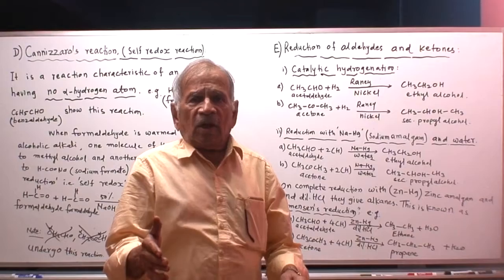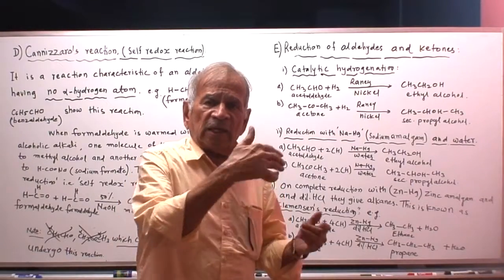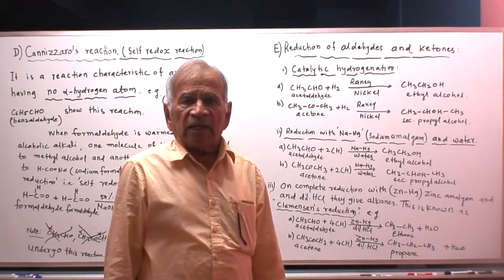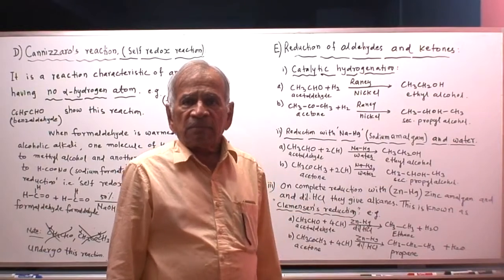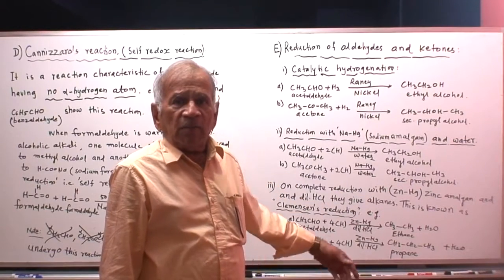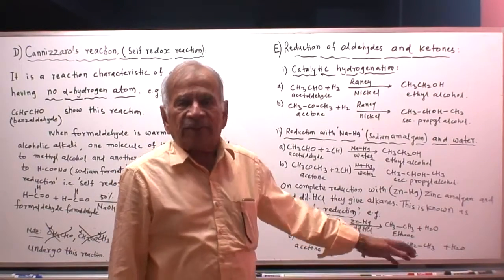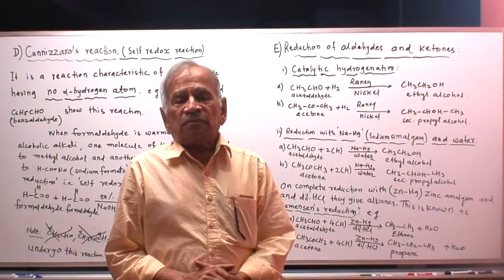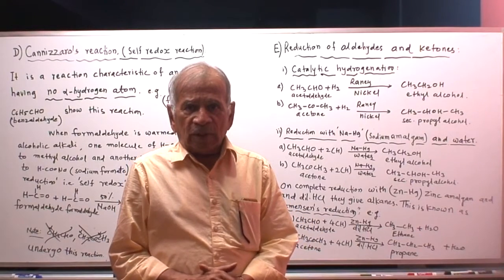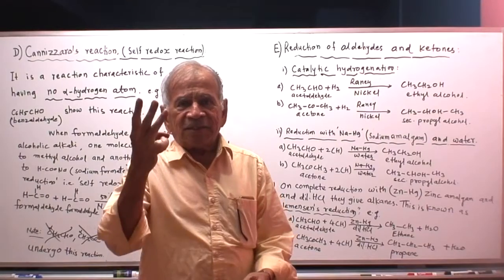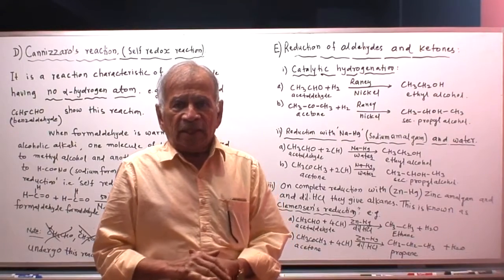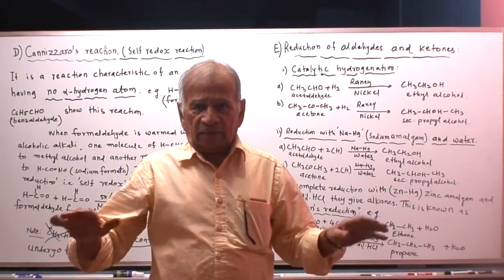Acetaldehyde gives on complete reduction the corresponding alkane containing 2 carbon atoms, namely ethane, while acetone on complete reduction by Clemmensen reduction gives an alkane, of course containing 3 carbon atoms, namely propane.